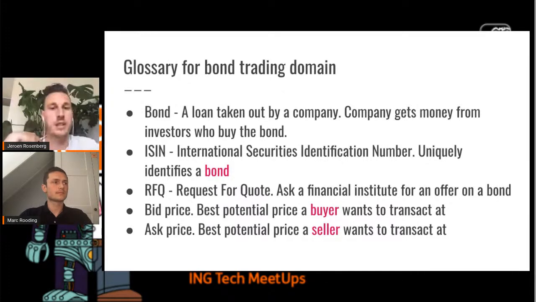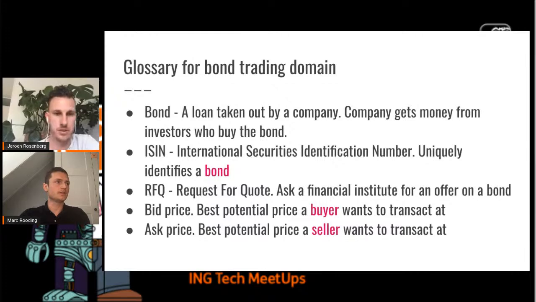Financial institutes like banks, but also insurance companies, can request a quote on a bond. If they want to buy a bond, they can make a request for an offer on a bond. There are two other important terms: the bid price and the ask price. This is at any given point in time. The bid price is the best potential price a buyer wants to transact at, and the ask price is the potential price a seller of a bond wants to transact at. You can guess it, if they meet, then a trade might happen.